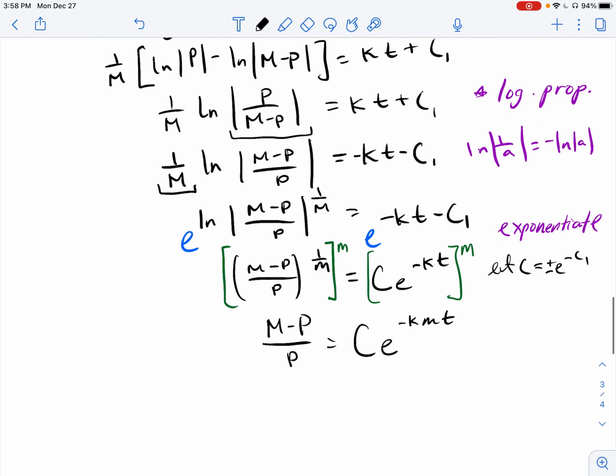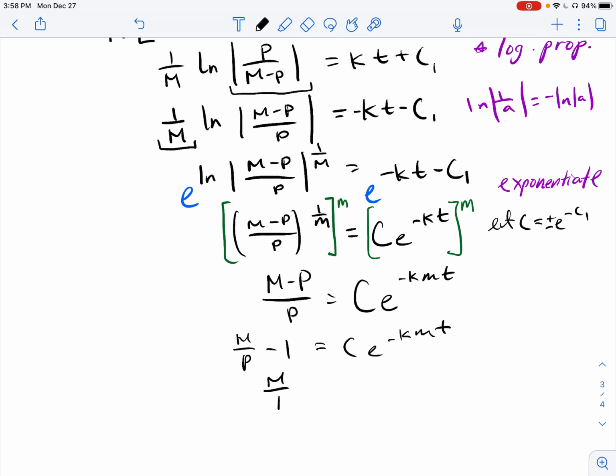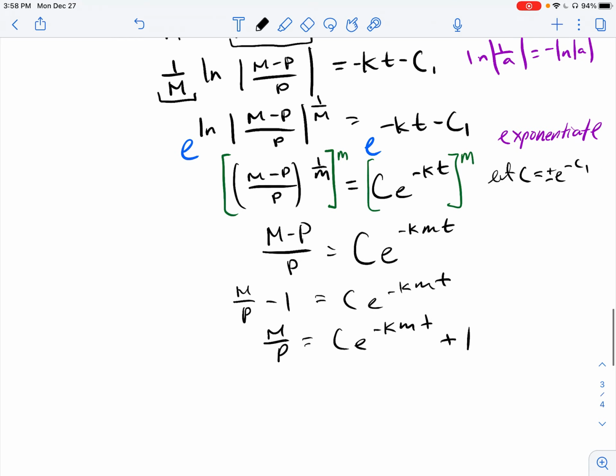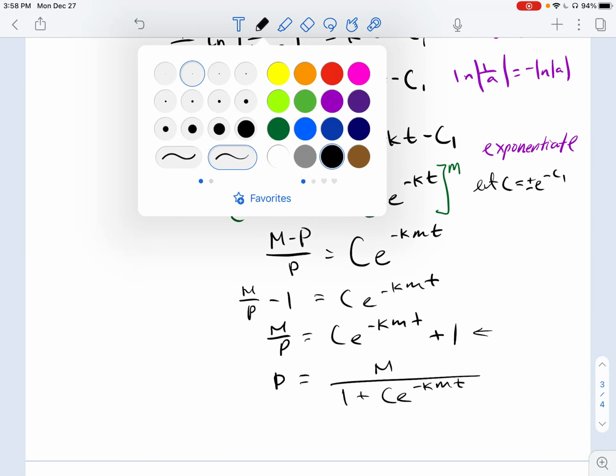Well, from here, we're going to just do some rewriting. This is m over p minus 1. This right side here is c times e to the negative kmt still, okay? This I can write as m over p is equal to c times e to the negative kmt plus 1. That means p then is equal to the following: m over all of this, 1 plus c times e to the negative kmt. And there you have it. There's the derivation there.